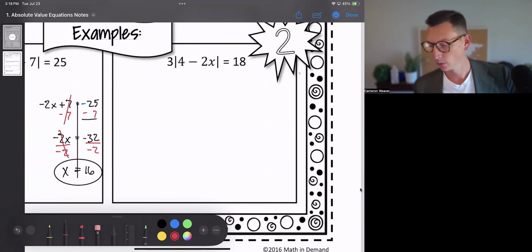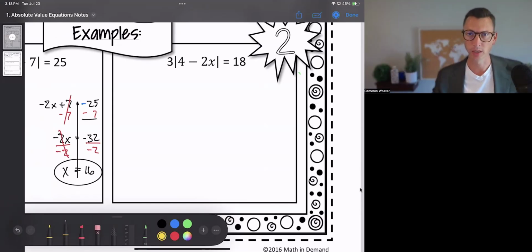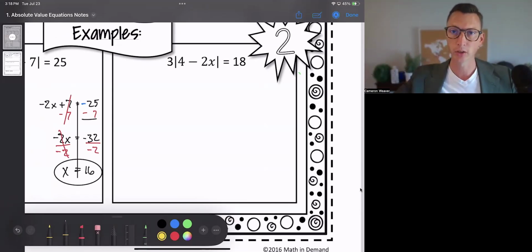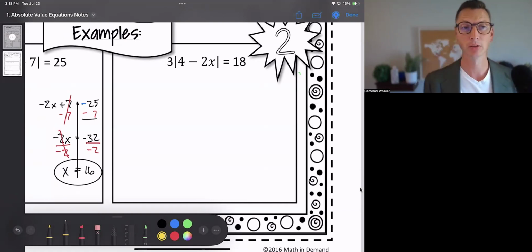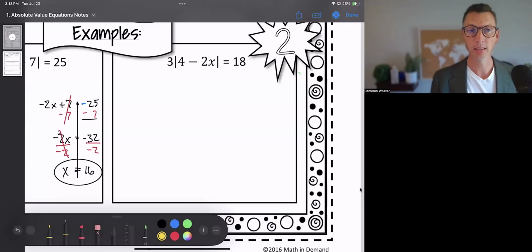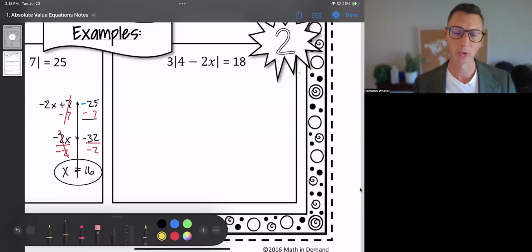Because again, we have to think through, if I need to isolate those absolute value bars, that means that I need to get rid of that 3 somehow, some way. Well, the way you do that is do the opposite of whatever the 3 is doing to the problem. The 3 is side by side with those absolute value bars. That means 3 times the absolute value of 4 minus 2x.